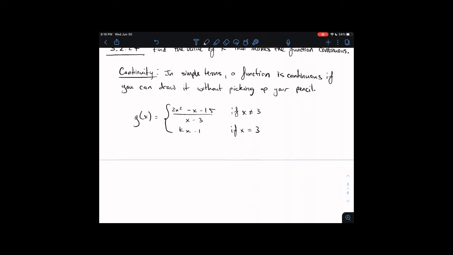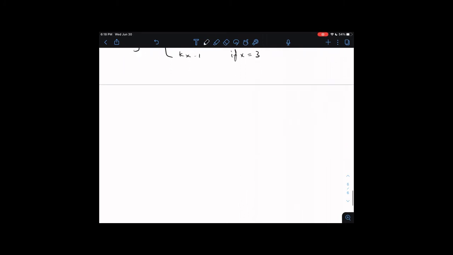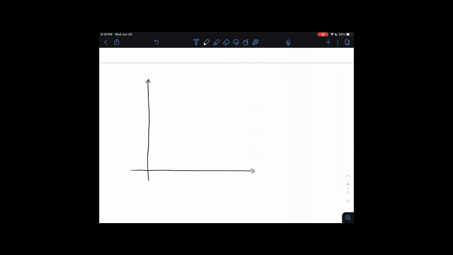So let's try to draw this. This is something that we're not really going to know how to draw, but it really doesn't matter. Let's say here's 3, and then we have this hole right there. So this is not defined at 3. Let's draw this, and then maybe it goes up like that. And then we want this point here, right?